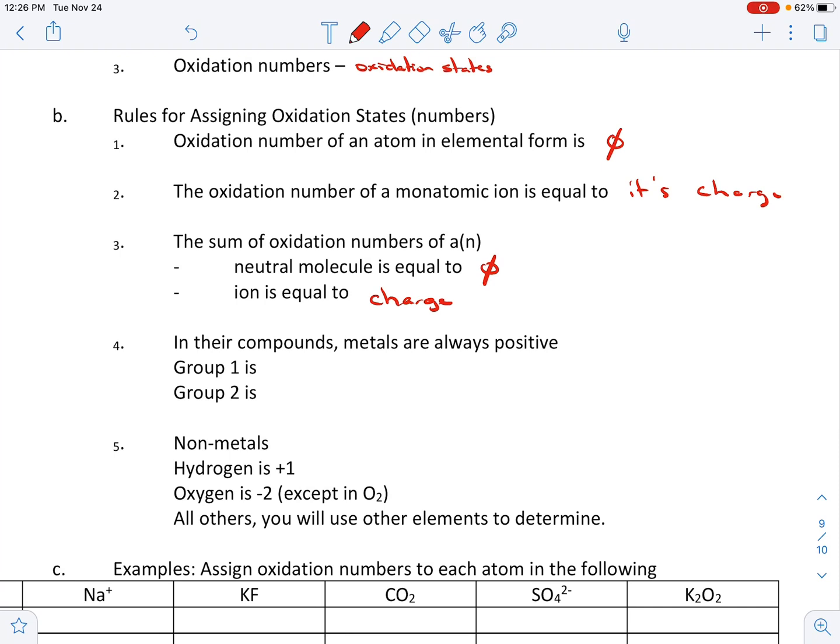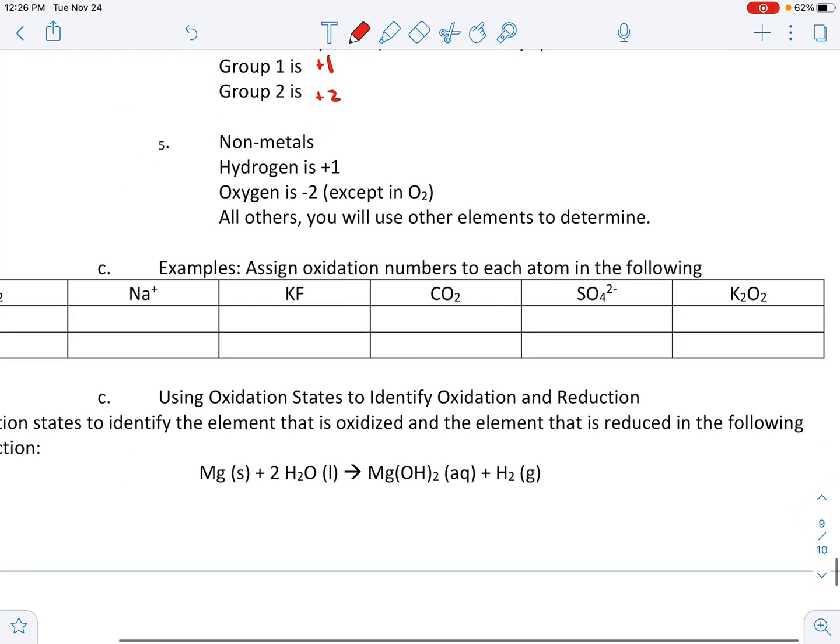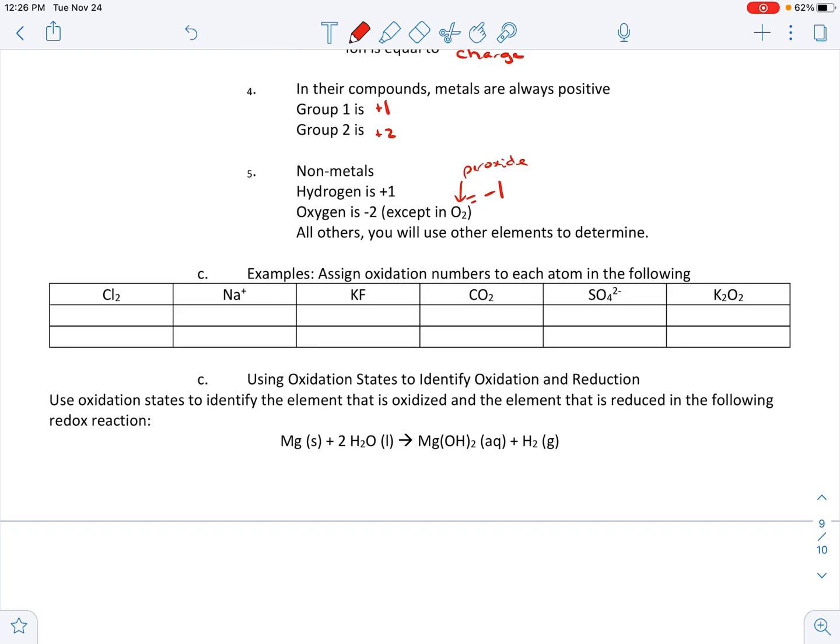Now a couple other rules, and then we kind of have to figure it out from there. In group 1, metals are always positive. Group 1 is always +1. Group 2 is always +2. From there, it can kind of change. Our nonmetals, we know hydrogen is always +1. Always. Oxygen is -2 except in O2, where each oxygen is -1. That's peroxide. Then we have to use the other elements around it to determine all of our other nonmetals. So let's take a look at that as we have some examples there.